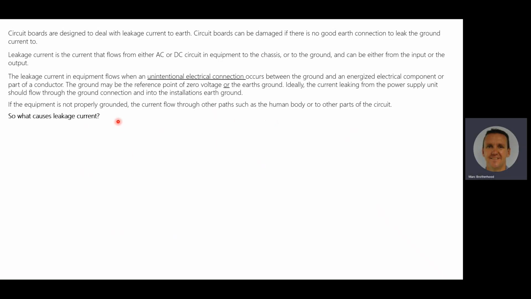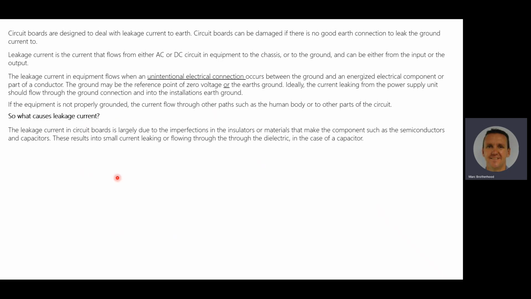So what causes leakage current in a circuit board? Pretty much leakage current in circuit boards is largely due to imperfections in the insulators or materials that make up the components, such as semiconductors and capacitors. Because of the imperfections in the insulation material, you're going to get small leakage currents flowing through the dielectric, for example, in the case of a capacitor.